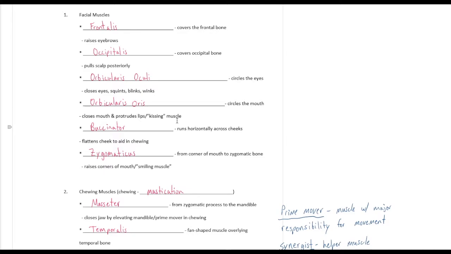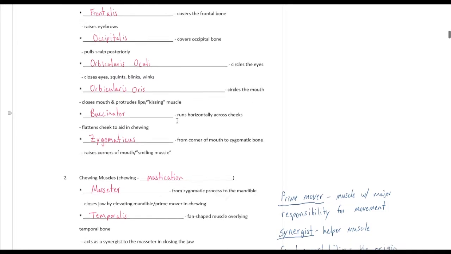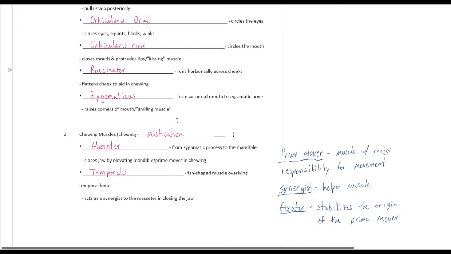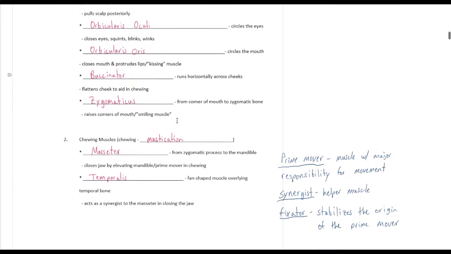We have our buccinator. Okay, it's going to run horizontally across the cheeks. It's going to flatten the cheeks to aid in chewing. We have our zygomaticus, and this is going to form from the corner of your mouth to the zygomatic bone, as you know from our bone practical, and it's going to raise the corners of the mouth, or what we deal with in smiling. So these are all facial muscles.